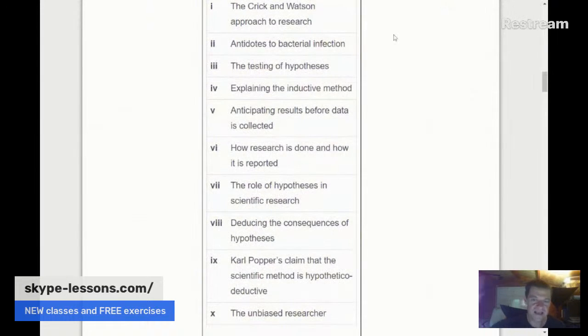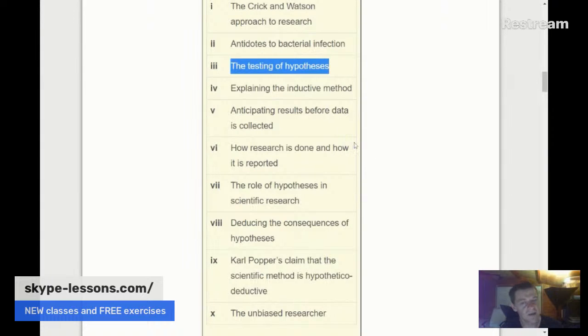So Crick and Watson, again, get rid of them. They're just not here. They're only on the very last paragraph. So we might think about number 1 in the last paragraph, but not yet. That's still not mentioned, bacterial infection. So the testing of hypotheses. So are we talking about testing hypotheses here? Let's bear that in mind and compare it to some of the other ones. Number 4 has been used, so we've done that.